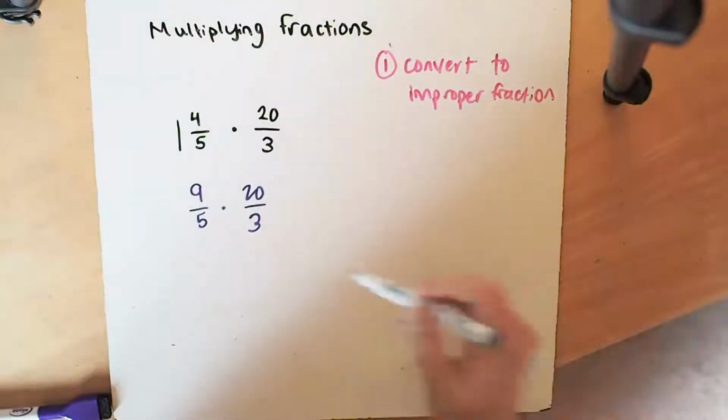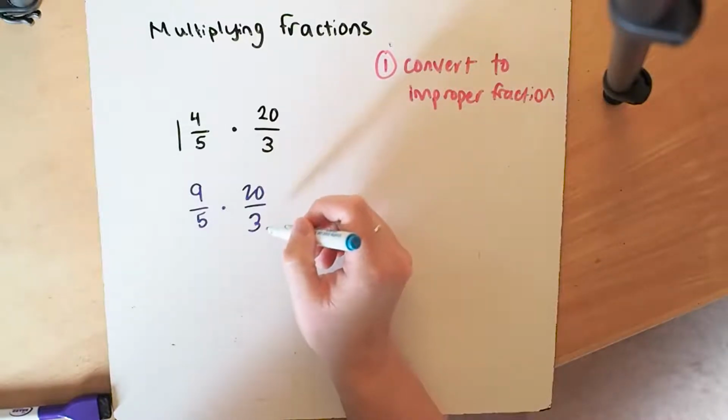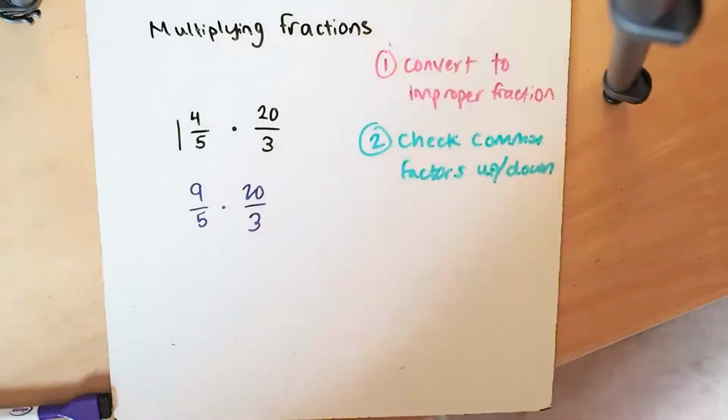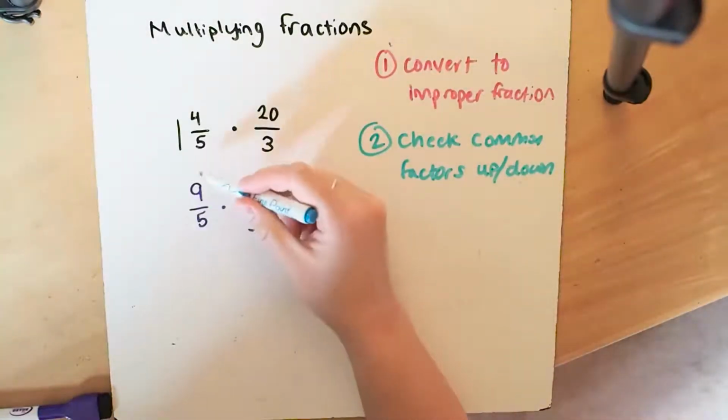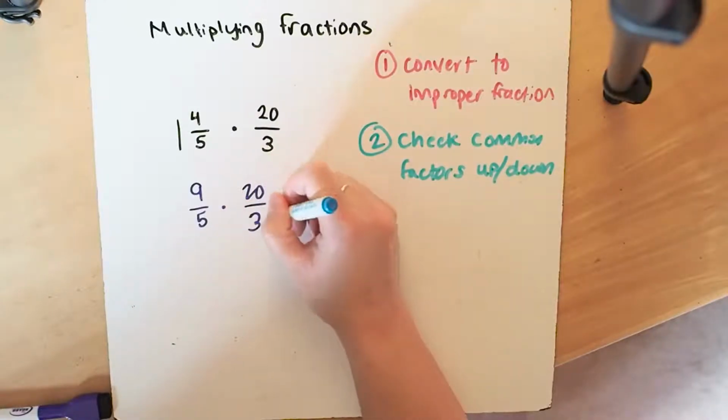Now you could go ahead and multiply across the top and the bottom, but then you would have to reduce your answer. So we're going to go ahead and reduce before we multiply, and that will save us a little bit of time. We'll check for common factors vertically this way first, so 9 and 5 do not have any common factors, and neither do 20 or 3.